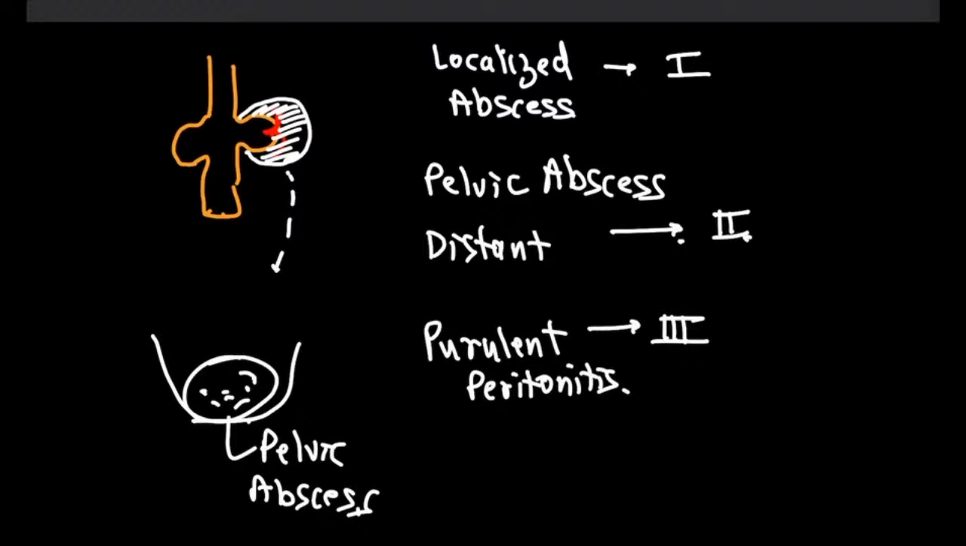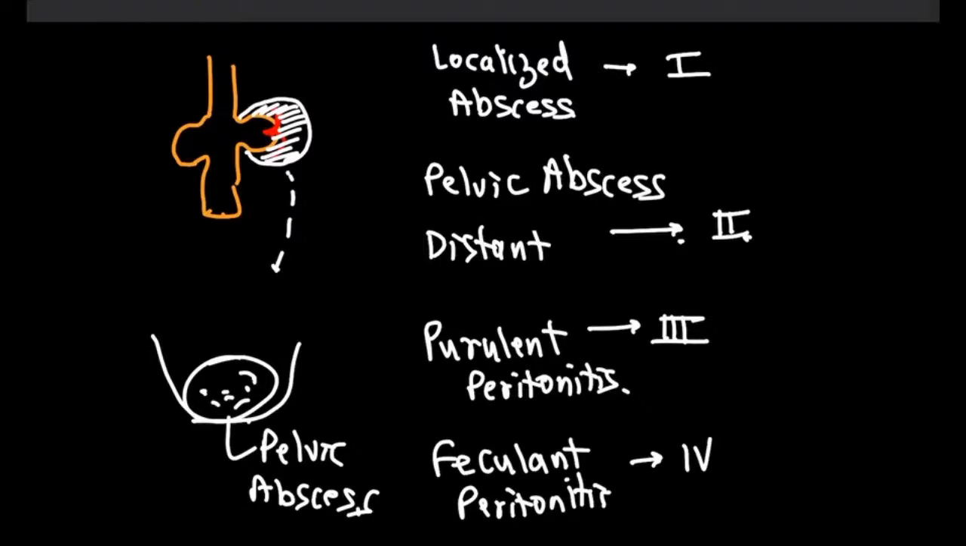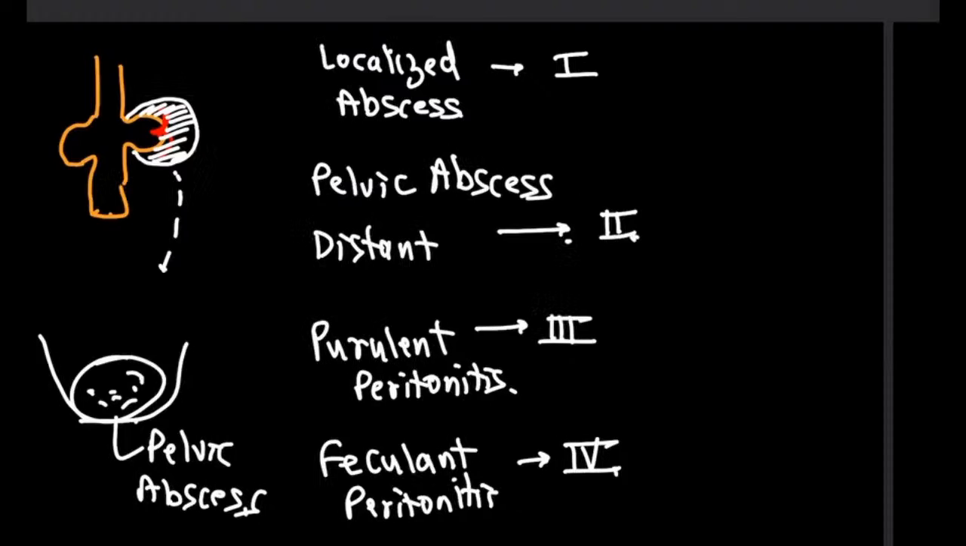And lastly, if you get a feculent peritonitis, this is what is called Hinchey type 4. I hope you get this particular point, guys. This is important. So this is the Hinchey classification system. Why is this important? Because on the basis of this, you can classify your diverticulitis and manage these patients accordingly.